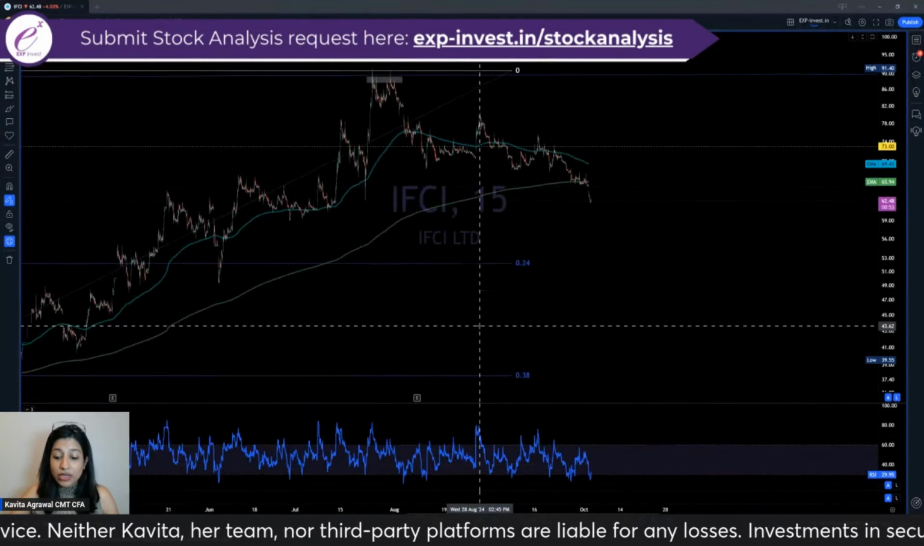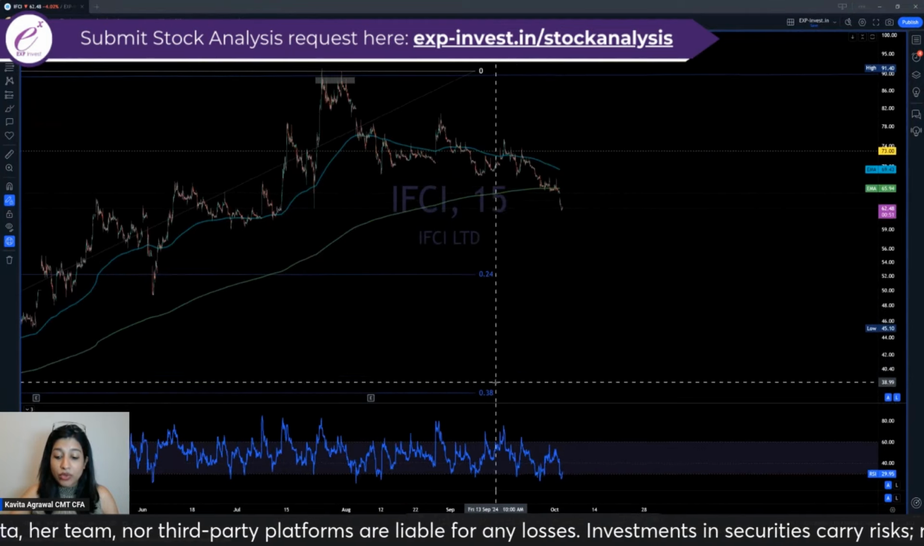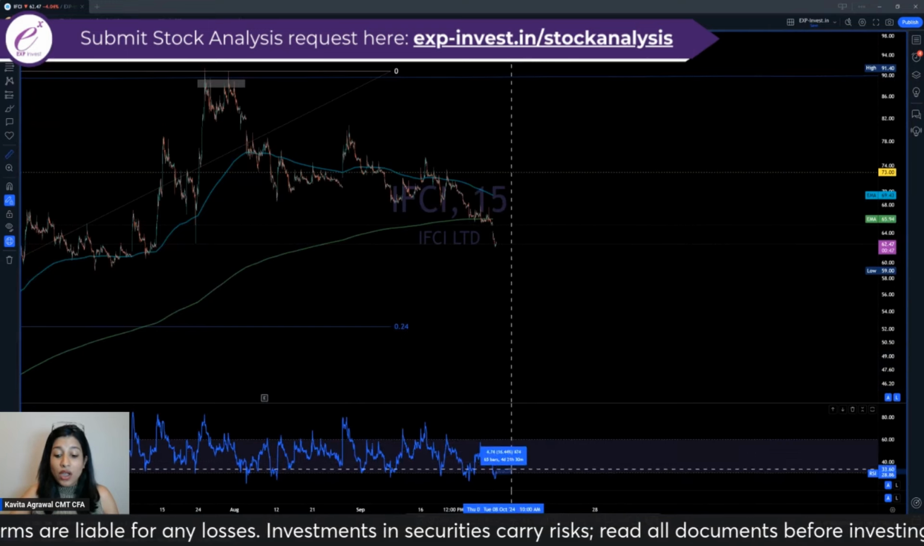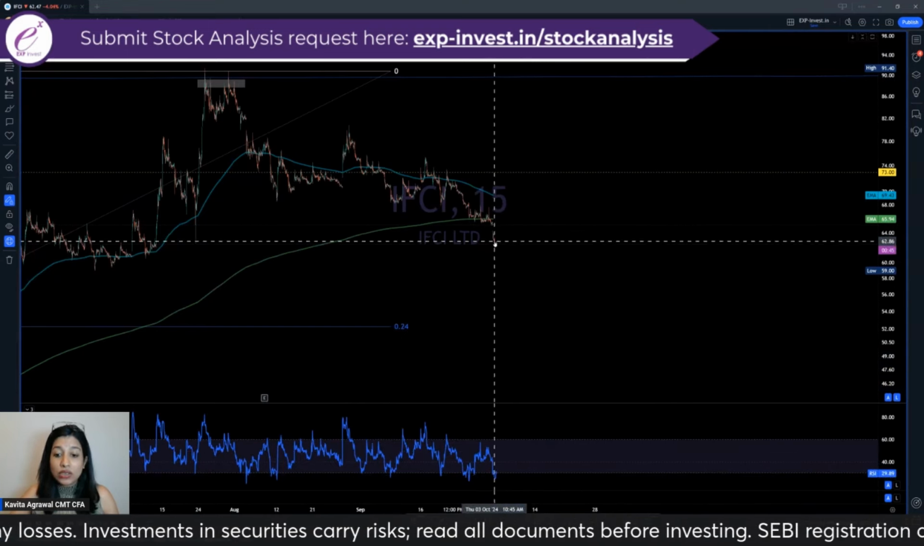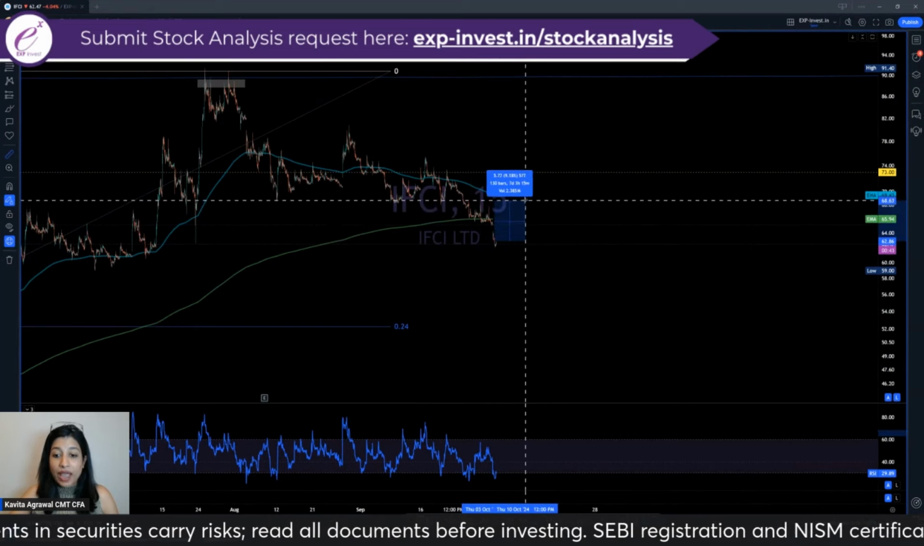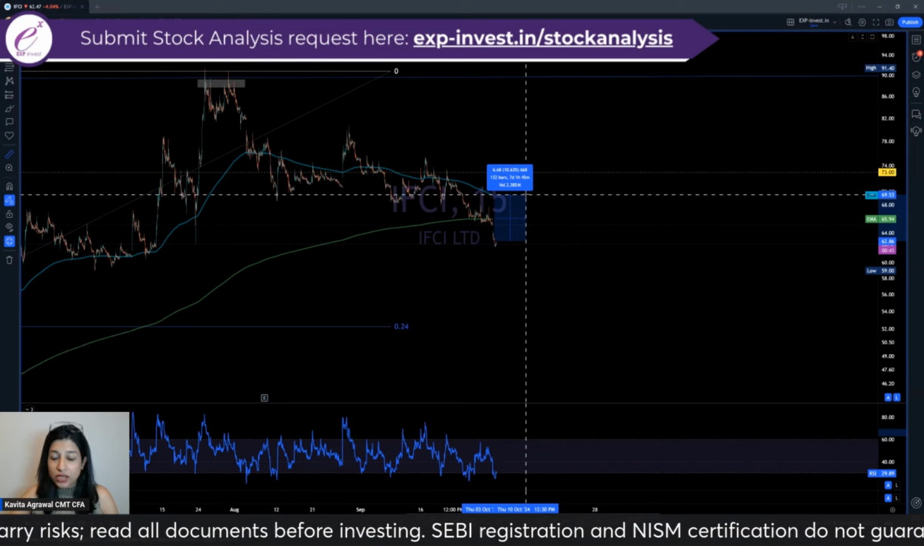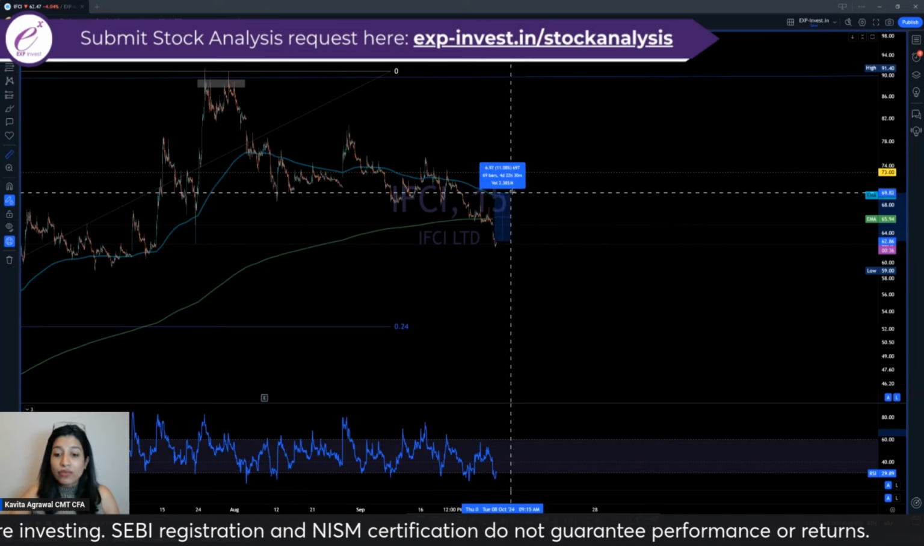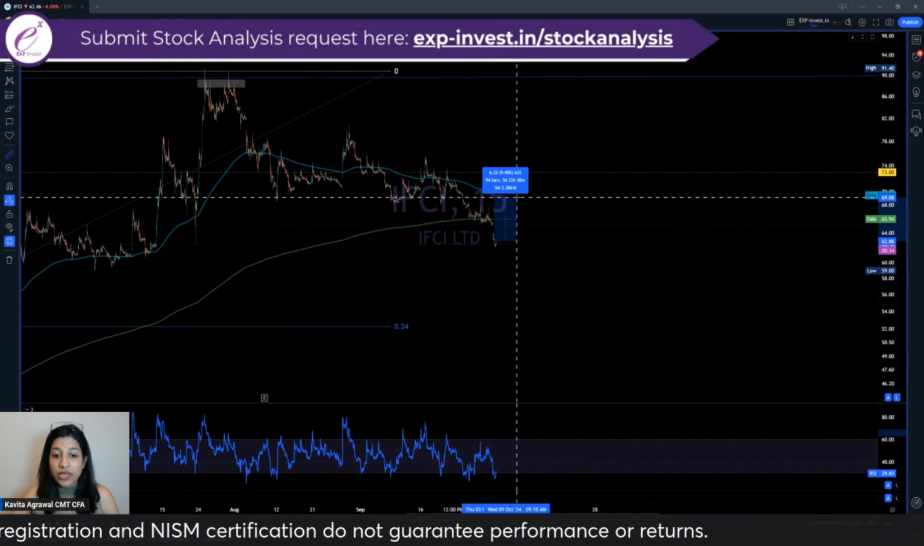But let's also take a look at the 15-minute time frame. Now, on the 15-minute time frame, I can see that the stock is down to the level of 30. But here, some bounce back can be expected. I would expect the stock to retest at least the 20 DEMA, that is the blue line here, and give you a possible 10 to 11% upside.